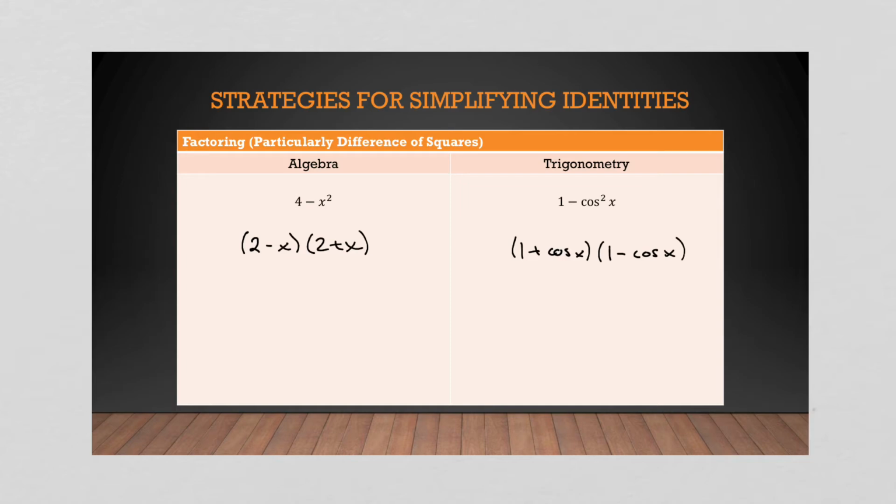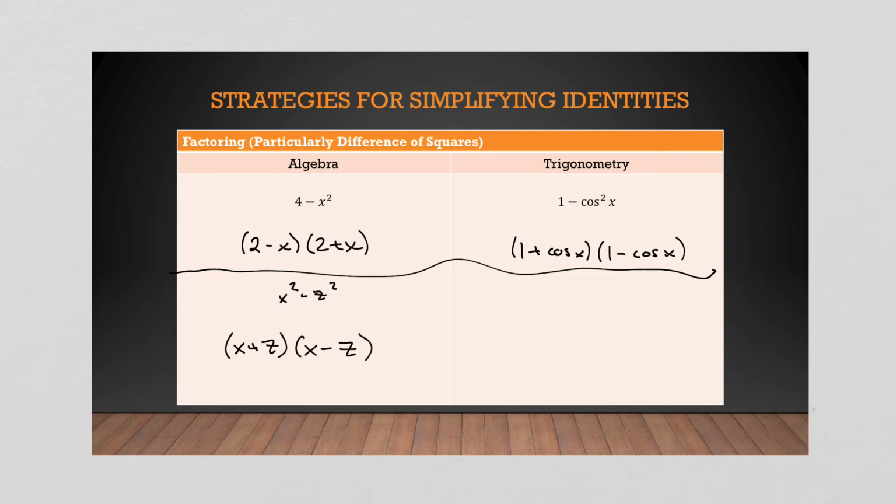It's exactly the same. Another example is if you have x squared minus z squared. Again, that's a difference of squares. So we're going to have x plus z, x minus z. Same if we have this scenario, sine squared theta minus cos squared theta, theta or x doesn't really matter. That is a difference of squares. So sine theta plus cos theta times sine theta minus cos theta. So we can simplify trigonometric statements exactly the same way we'd simplify algebraic statements.